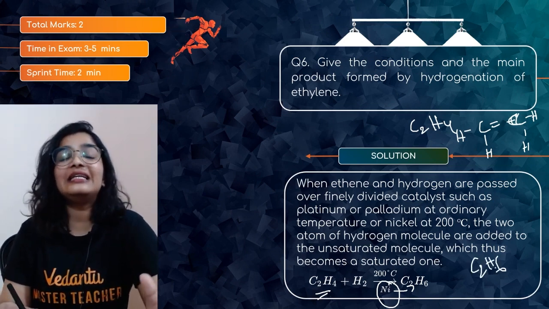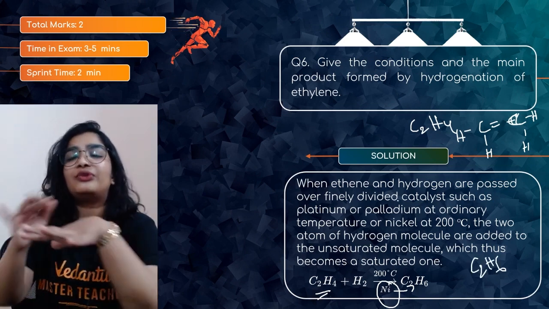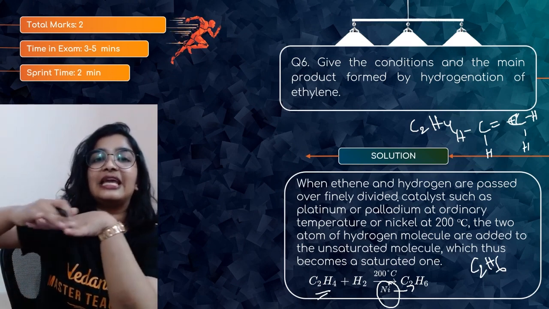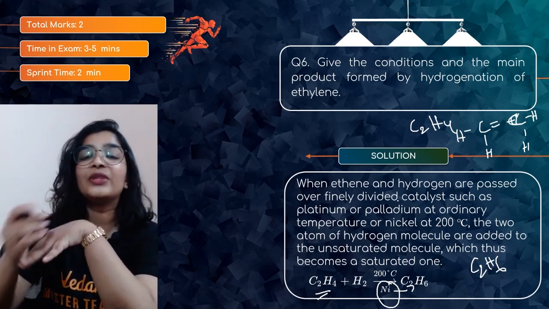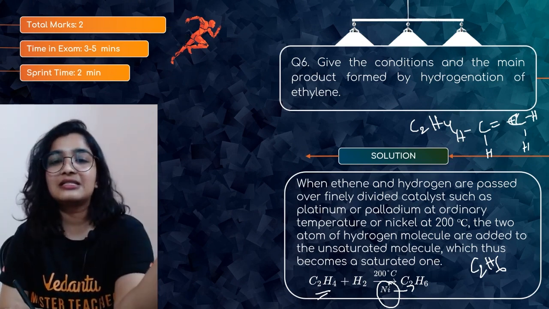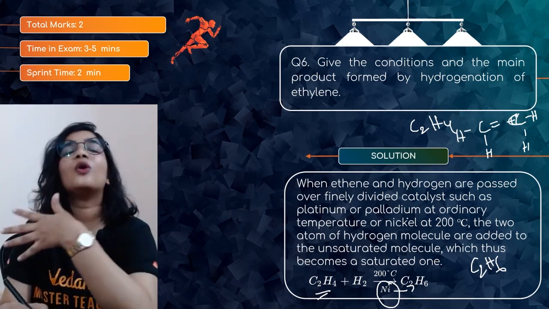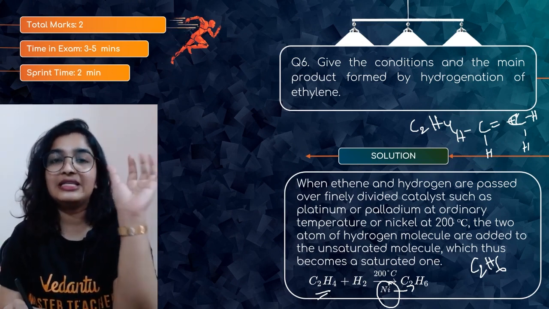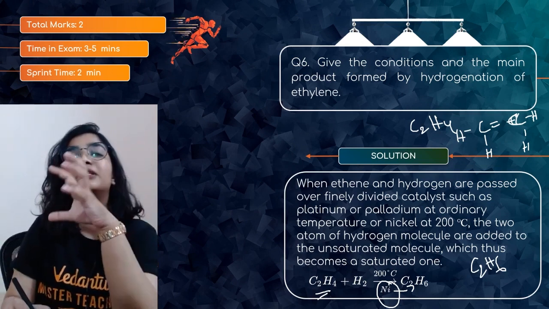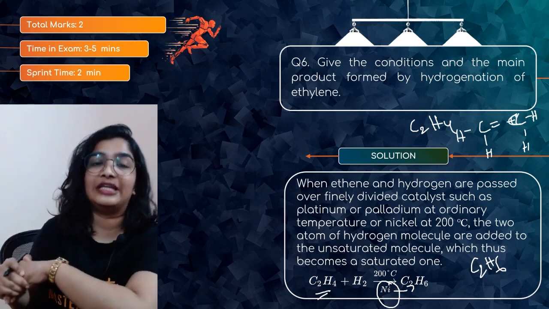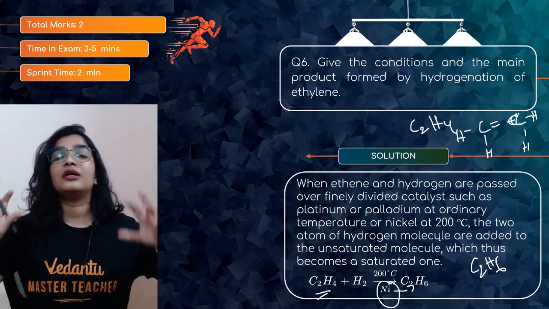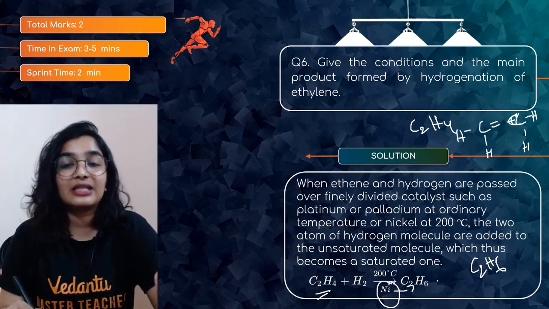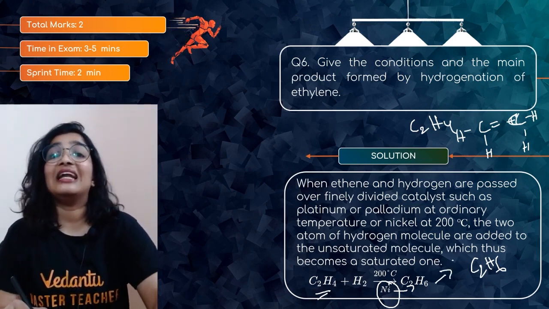So when ethene and hydrogen are passed over a finely divided catalyst, because in the powder state the surface area available for the reaction will be more, such as platinum or palladium or nickel, at 200 degrees Celsius, the hydrogenation takes place. The double bond will be broken and hydrogen atoms will be added to both the carbon atoms, and that is how you end up getting an alkane.